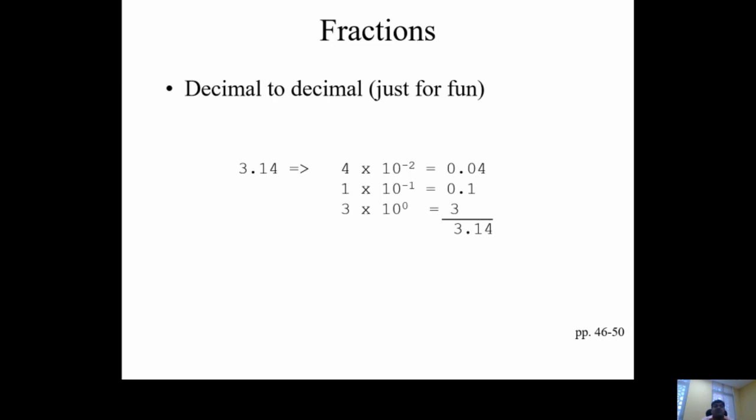So 4 into 10 to the power minus 2 is 0.04, 1 into 10 to the power minus 1 is 0.1 and 3 into 10 to the power 0 is 3. We add these and get 3.14. So the answer is 3.14, the same as given in decimal. A similar idea we will apply for converting decimal to octal and decimal to hexadecimal.